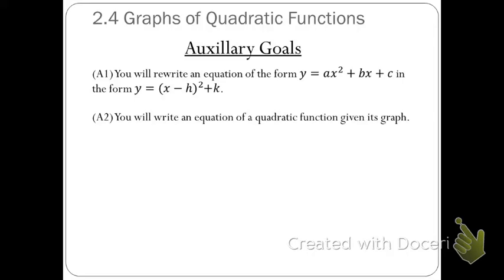But along with that, there are a couple of other skills that I'm going to expect you to know and that IB expects you to know. And so I just call those auxiliary goals for this section, and I'm going to make a couple videos, one for each. One of those goals is that you'll rewrite an equation of the form y equals ax squared plus bx plus c in the form y equals x minus h squared plus k, really a times x minus h squared plus k. Can you rewrite a function that's in standard form into turning point form? That's the point there. And then you'll write an equation of a quadratic function given its graph. Hopefully that's pretty self-explanatory as far as what the goal is.